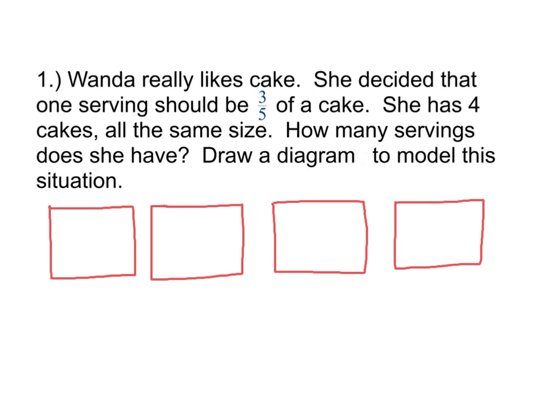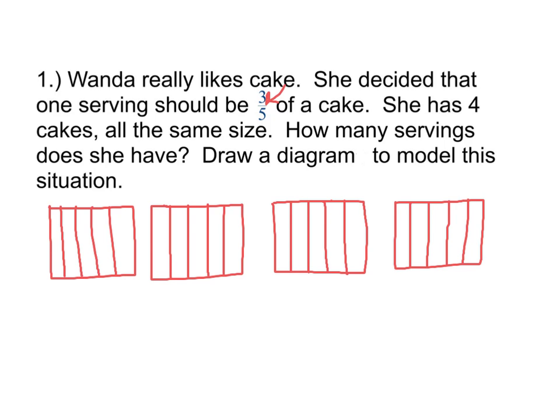All right, the first thing I did was draw in my 4 cakes. And you might have drawn circles, and that's just fine. You can represent it using either shape. The next thing that I'm going to do is split them into fifths, because I know that's what I need to be able to get 3/5 for my serving size. So I split each cake into 5 different pieces. And thanks for using your power of imagination to remember that these should be all the same size.